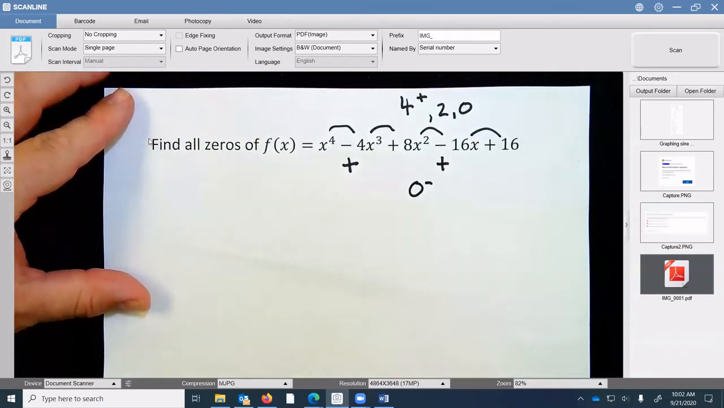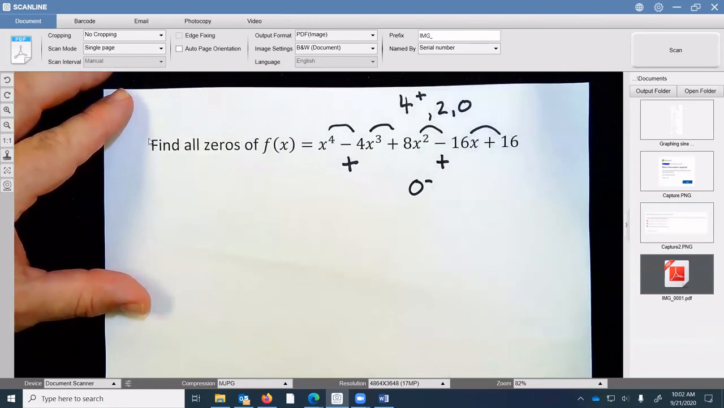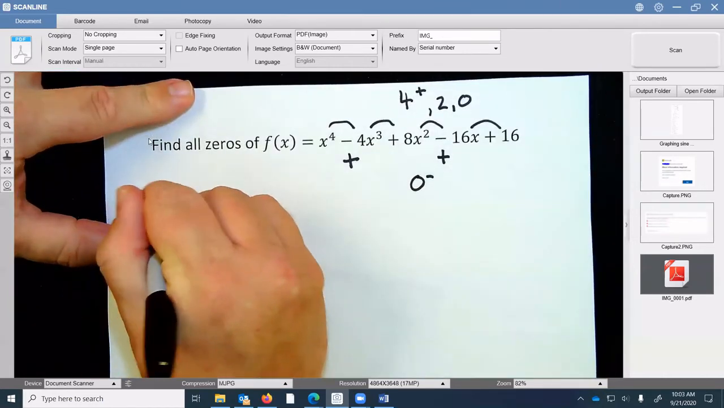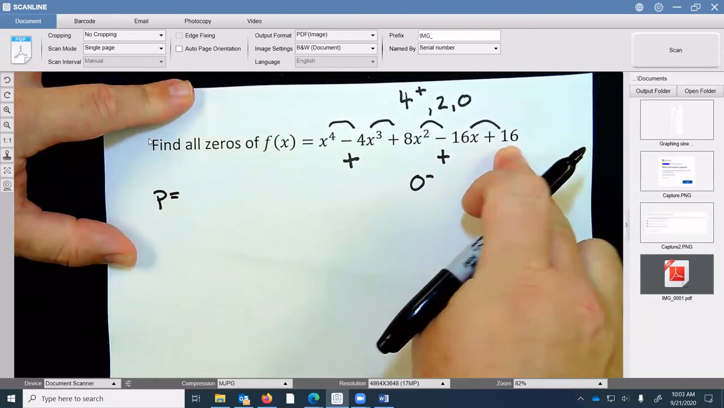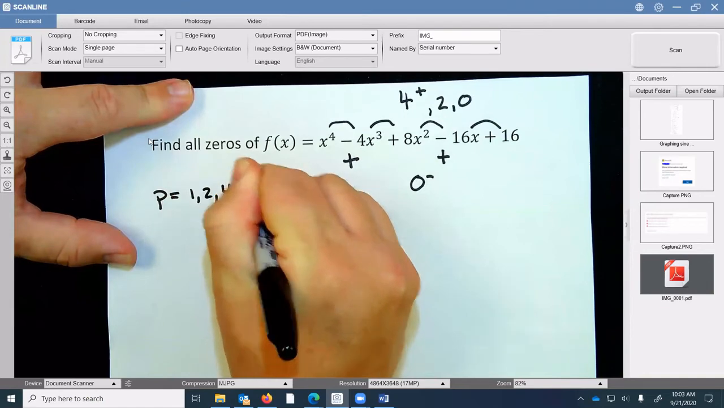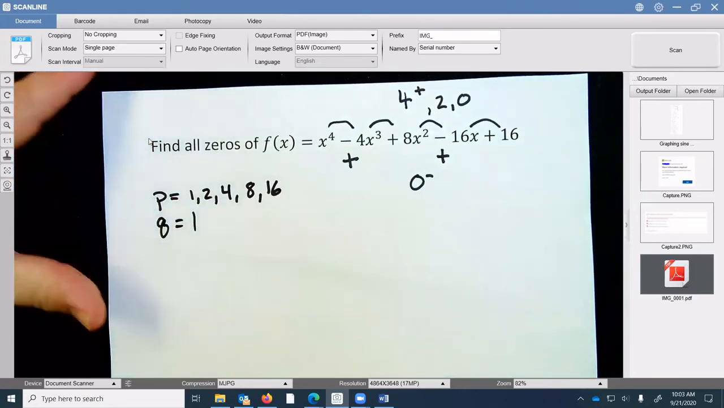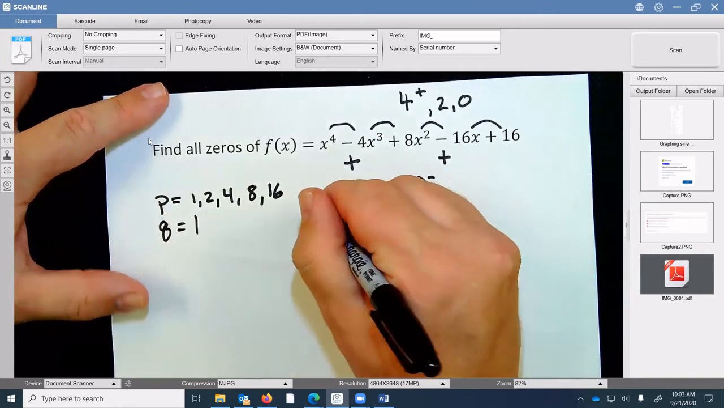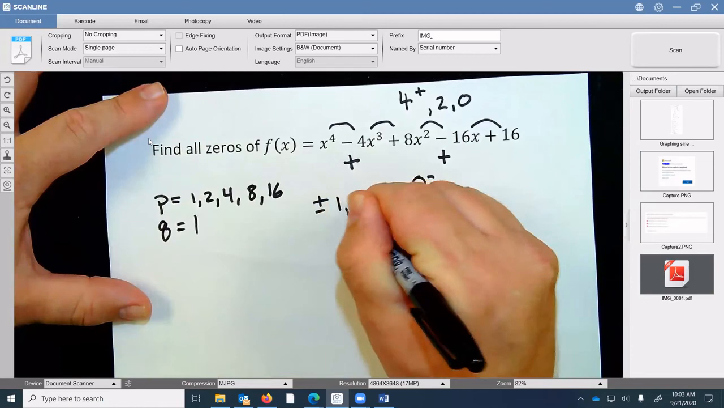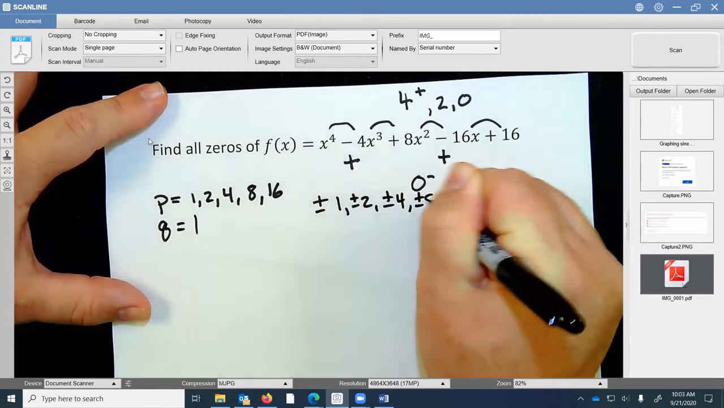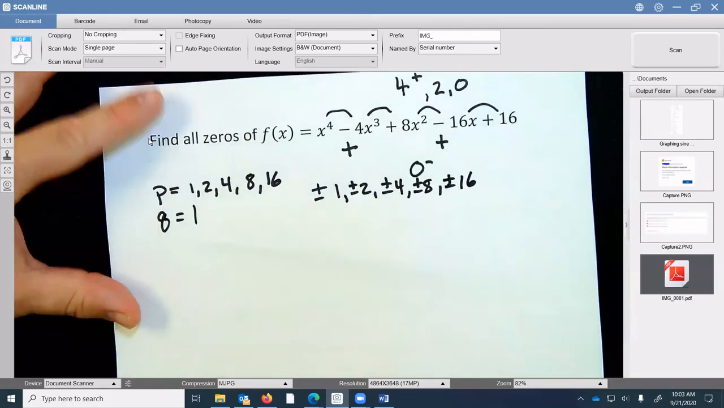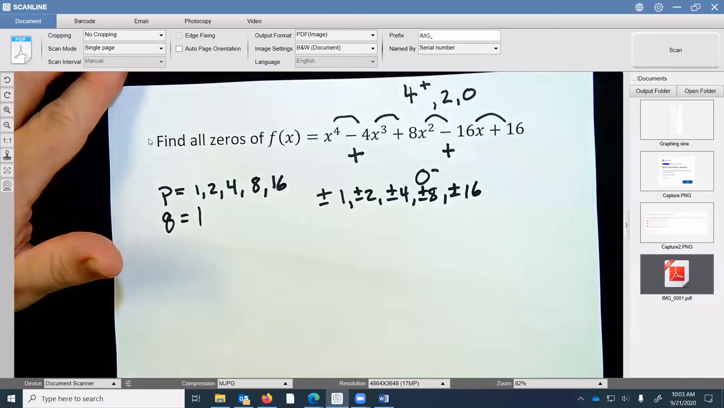Cool. How do I find my possible roots? What was the other thing that we learned at the same time we learned Descartes' rule of signs? The p over q, the rational root theorem. Remember, the rational root theorem says if I take all of the factors of my constant, so that's 1, 2, 4, 8, 16, over all of the factors of my leading coefficient, which fortunately is just 1 in this case, I end up with a list of possible zeros: plus or minus 1, 2, 4, 8, 16. Those are my possible zeros.